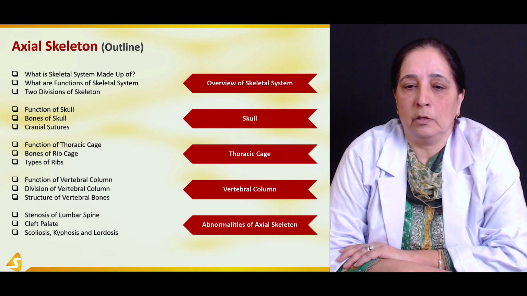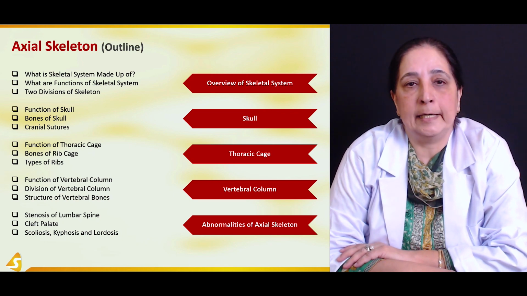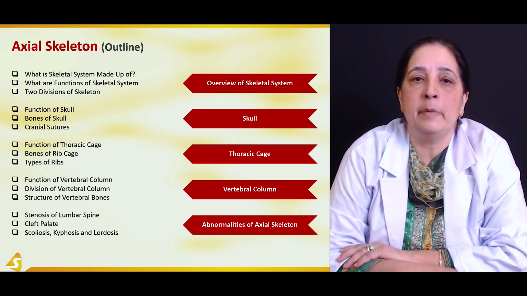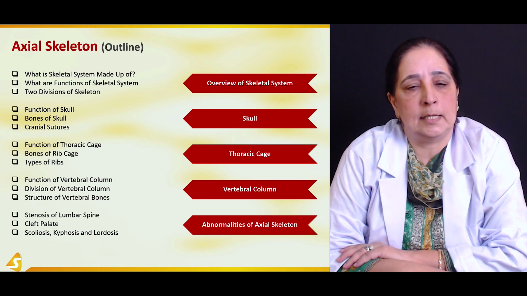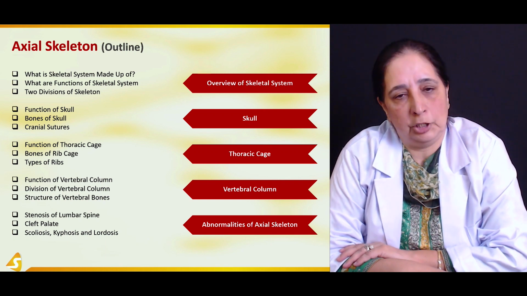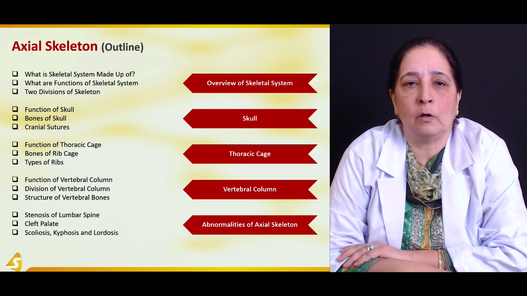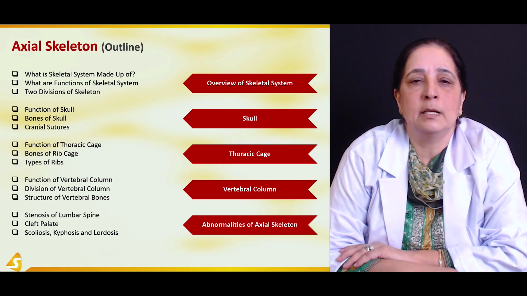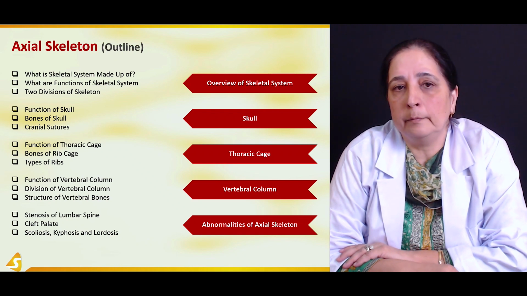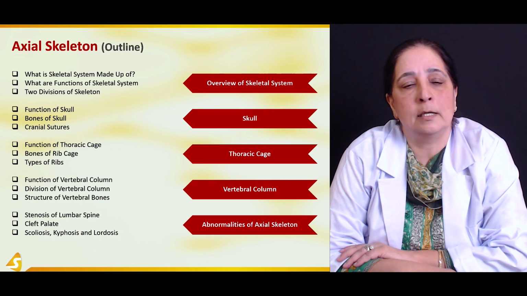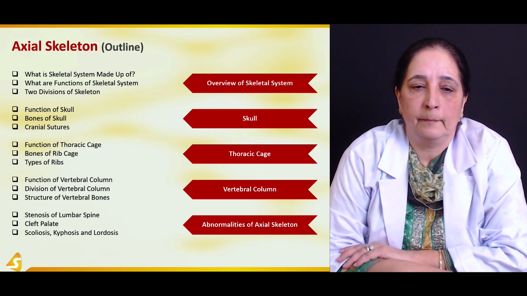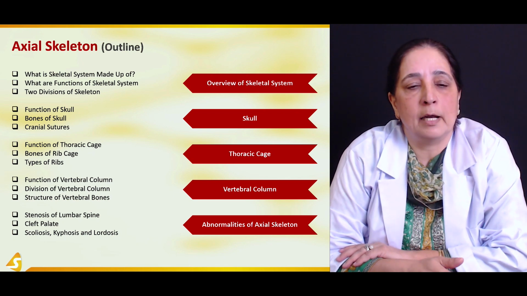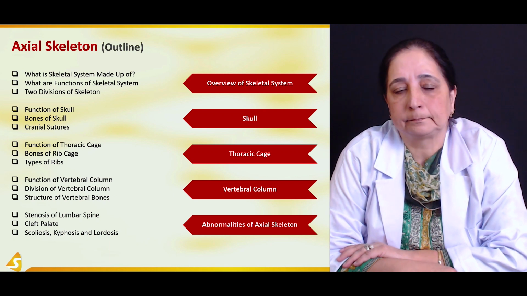In the third section of our lecture, we will cover the thoracic cage, which is also known as the rib cage because ribs are the main component of the thoracic cage. So we will cover the function of the thoracic cage, and then we will also go over the bones of the rib cage. Besides the ribs, we have the thoracic vertebral column and the sternum, which make up the rib cage. And then we will go over the types of ribs, which are broadly divided into 3 types.